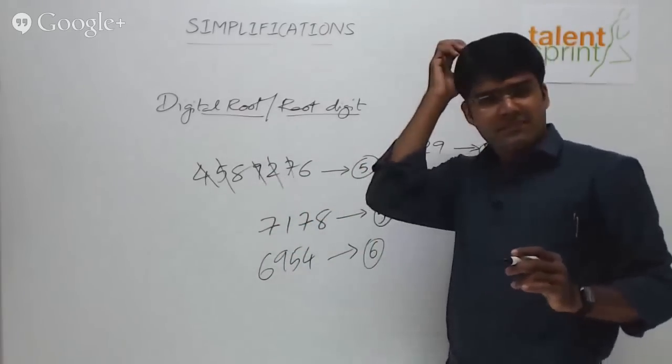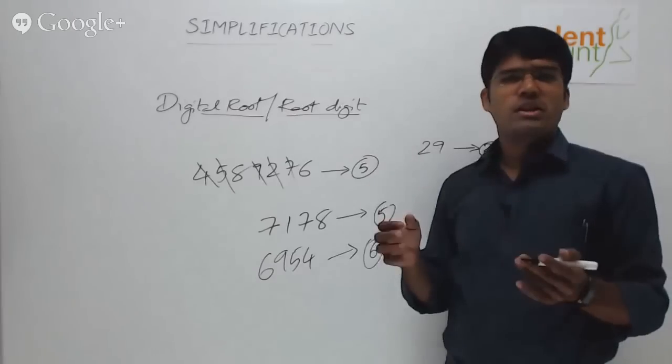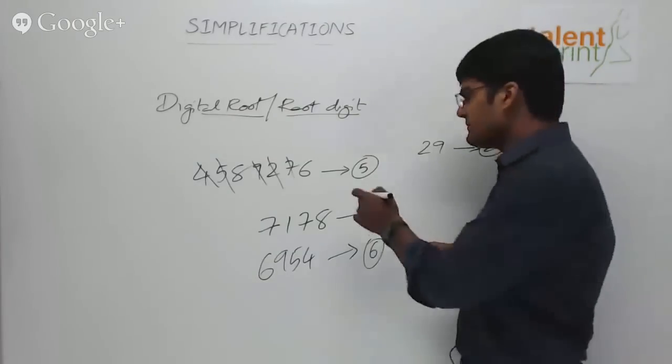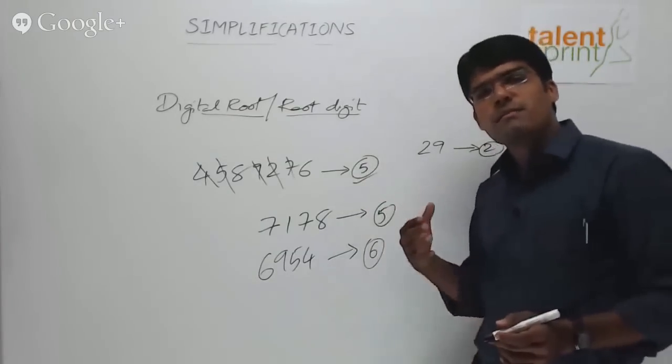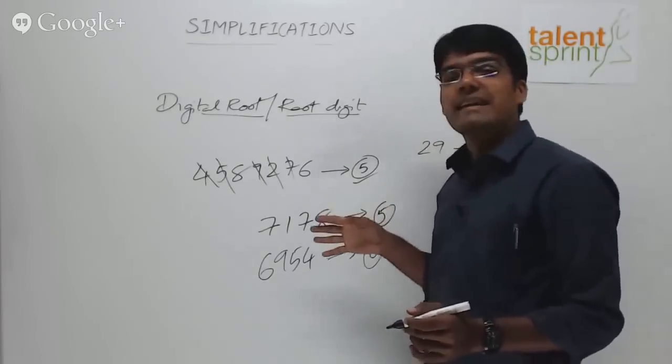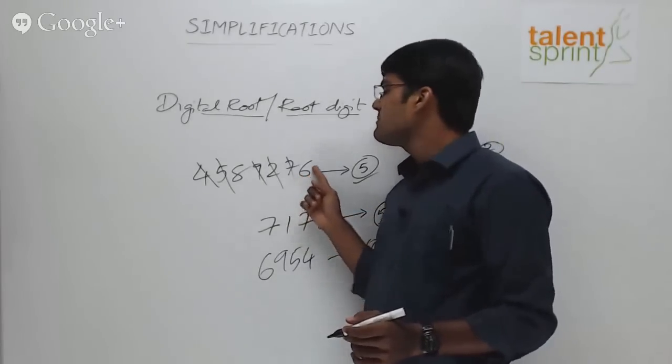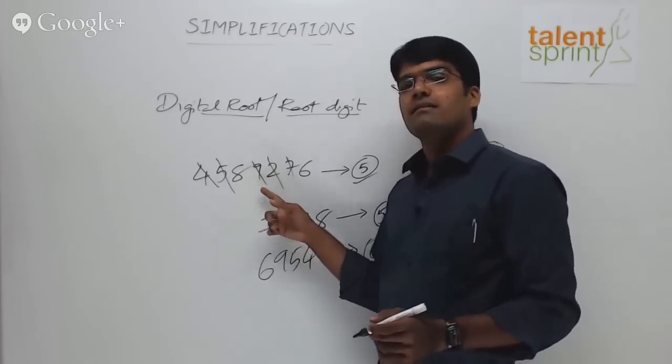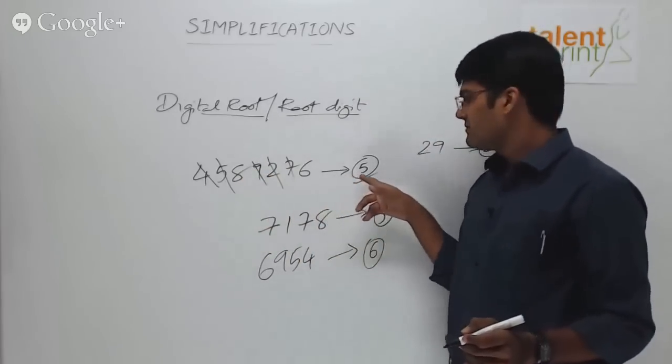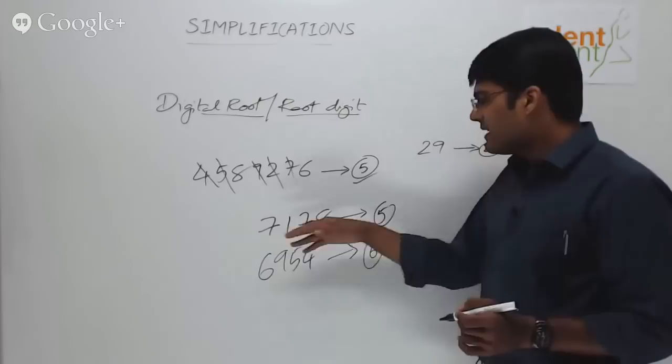8 plus 6 is 14, 1 plus 4 is 5, the same root digit, yes or no? Or if you're really smart, instead of adding 8 and 6, just give 1 from 6 to 8, that becomes 9. Even that gets cancelled. What is left out? 5. That's your root digit. Right?